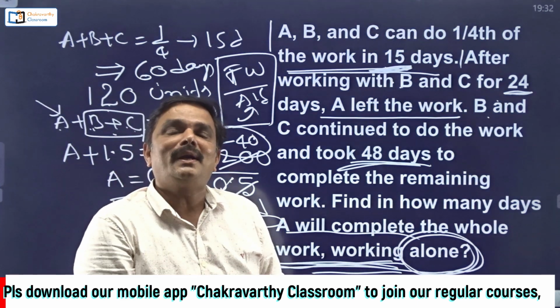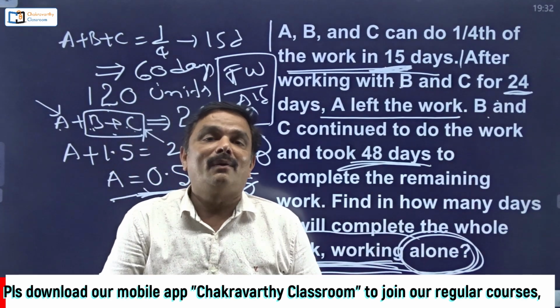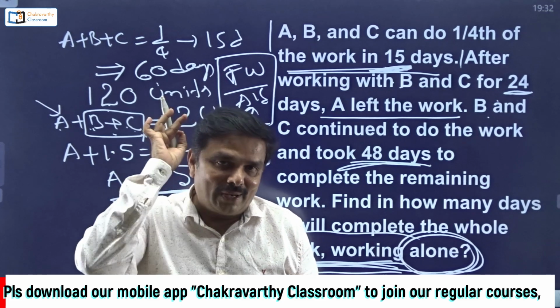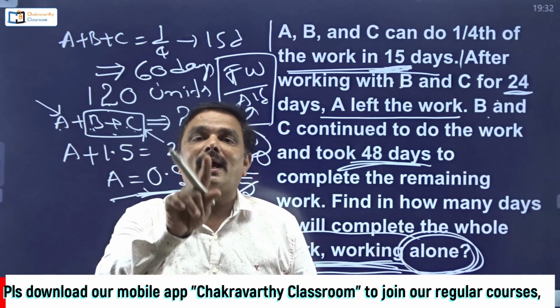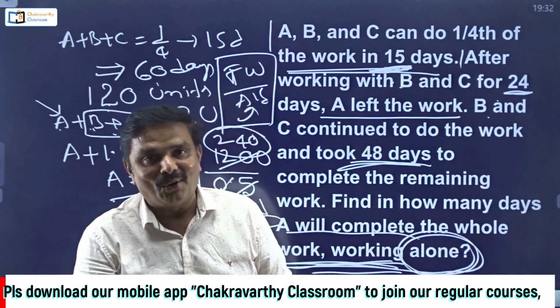Now total is 120, and A's 1 day's work I know. Easily I can find out the number of days that must be taken for A to complete the work alone. The answer is 240. I hope this is clear for all of you.